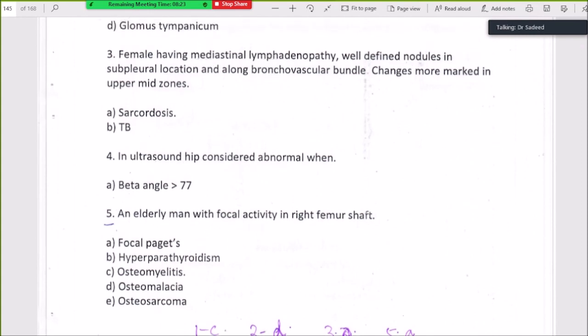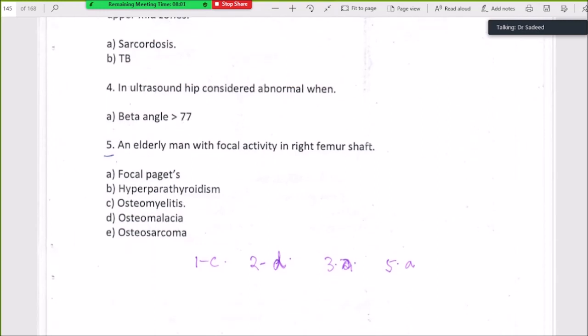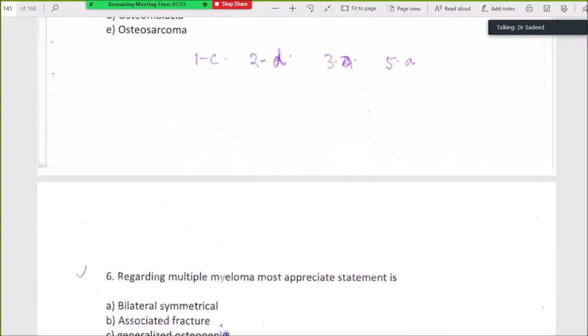3. Female having mediastinal lymphadenopathy, well-defined nodules and subpleural located along bronchovascular bundle. The more marked in the upper mid zone is sarcoidosis. Now, in ultrasound, hip considered abnormal when alpha angle less than 60. 5. An elderly male with focal activity in right femur shaft is focal Paget's disease.